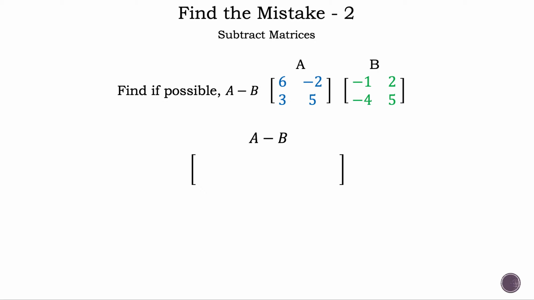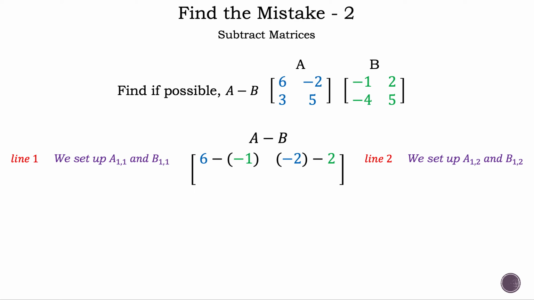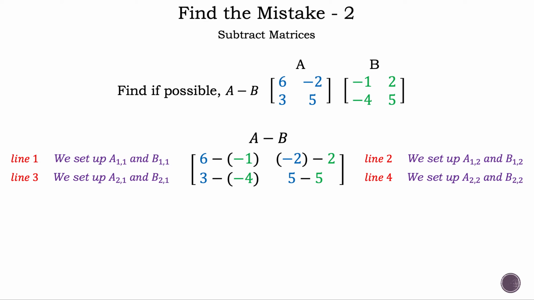Our first step is to set up the subtraction of row 1, column 1, where we have 6 minus negative 1. Our second step is to set up the subtraction of row 1, column 2, where we have negative 2 minus 2. Our third step is to set up the subtraction of row 2, column 1, where we have 3 minus negative 4. Our fourth step is to set up the subtraction of row 2, column 2, where we have 5 minus 5. Now, let's begin to find our resultant matrix by subtracting the elements.